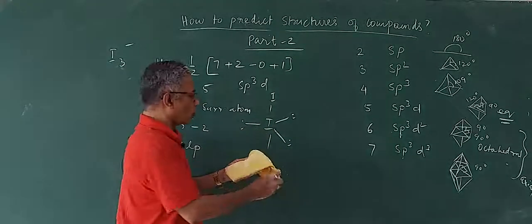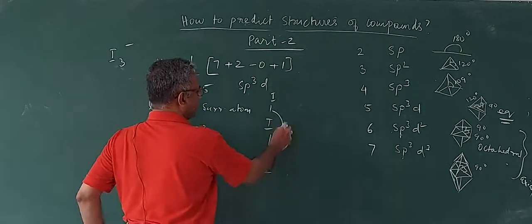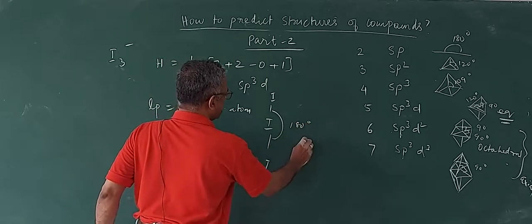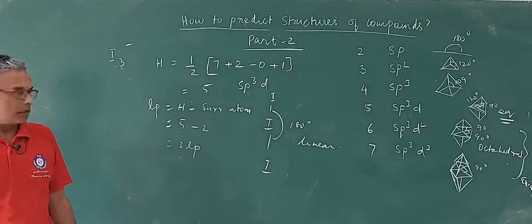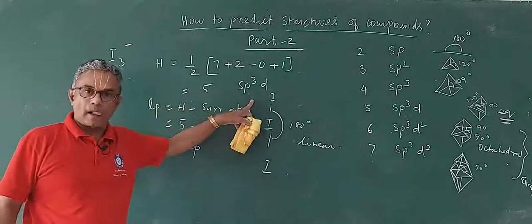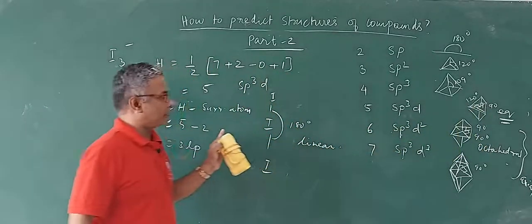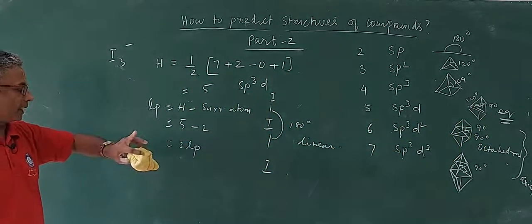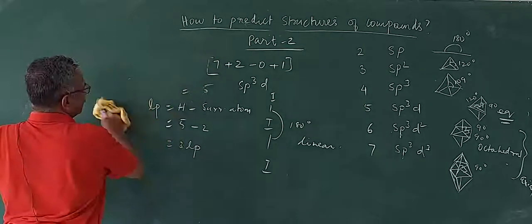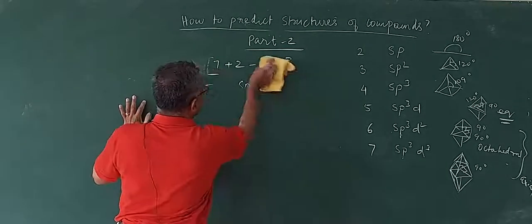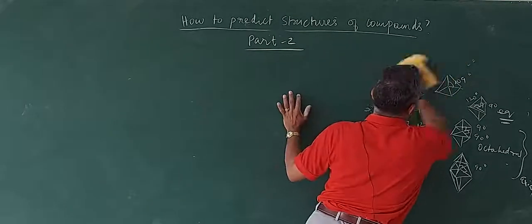Therefore, these 3 will go off. The shape of the I3 minus will be linear. Hybridization is sp3d, but the shape is not trigonal bipyramidal, instead it will be linear. So this is what you have to remember in the case of the I3 minus type of ion. Now let us see some more compounds, and how you find out the structures of those compounds.